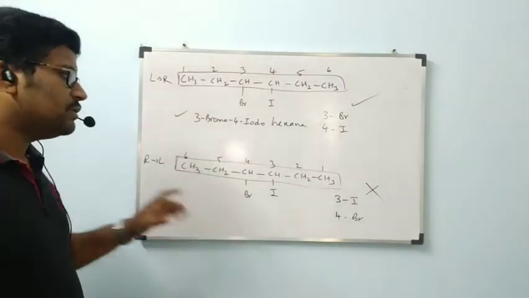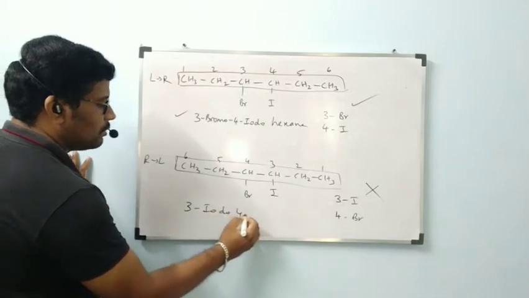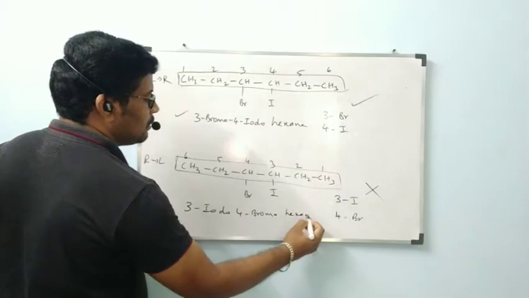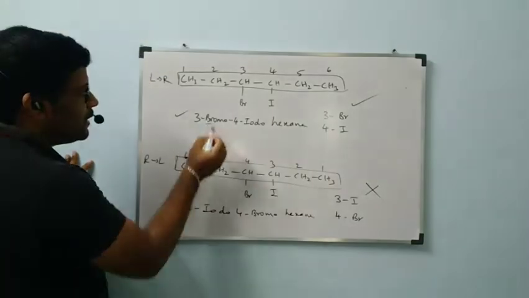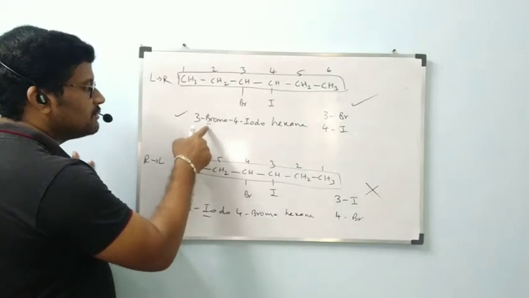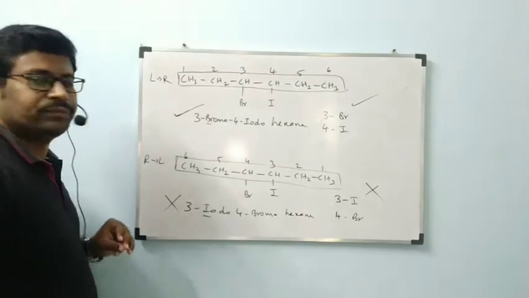If you write according to this one, you will get 3-iodo-4-bromohexane. See, Br, iodine. According to alphabetical order, B must be first, no? It must get the least number. So this name is correct, this name is wrong.